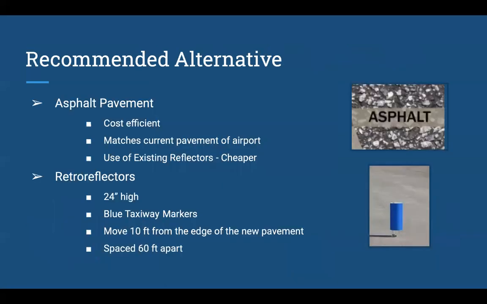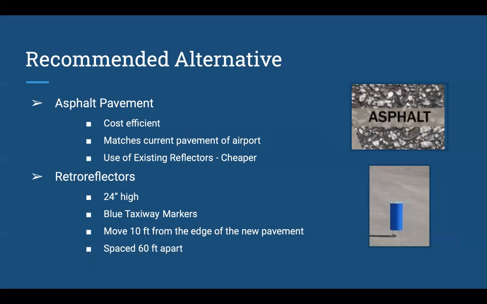So from all of those, we decided that the recommended alternative was asphalt with those retro reflectors, as you can see on the right. The asphalt was decided upon because the current asphalt there is actually still in great shape, so we are able to just trim the edges in order to prevent seams between the new asphalt and the old asphalt, and so we'll just be able to expand upon the current turnarounds, which will make it the most cost efficient.